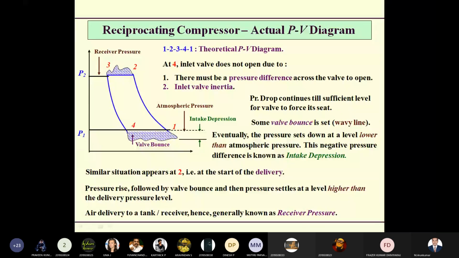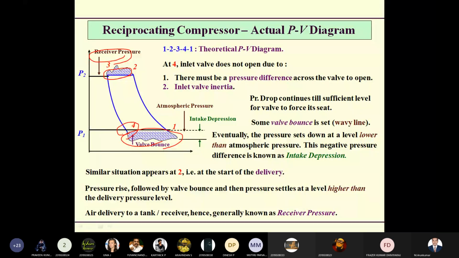So in real, we have these jumps because of valve bounce and receiver pressure. So what is valve bounce and what is receiver pressure? So at point 4, just your intake will happen, right? The inlet valve does not open immediately.